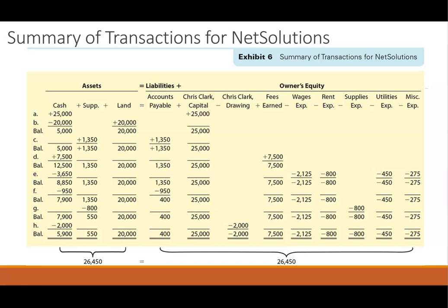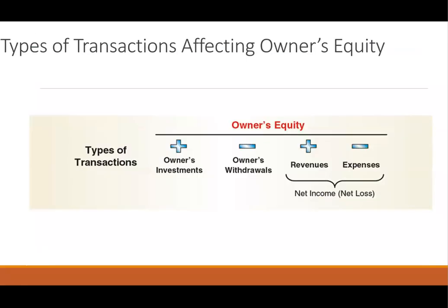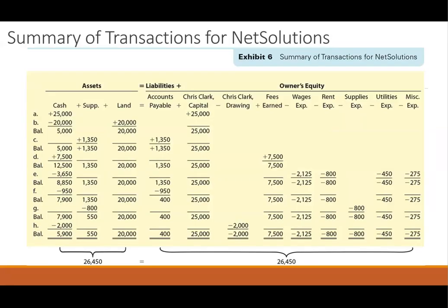So after all of these transactions, we went through a bunch of transactions and we measured them. We looked at them and said, okay, what happened here? What went up? What went down? And we looked at each one and showed, was it an asset? Was it a liability? Or was it under the owner's equity section? After each one, we still balance. Our assets still equal our liabilities plus our owner's equity.